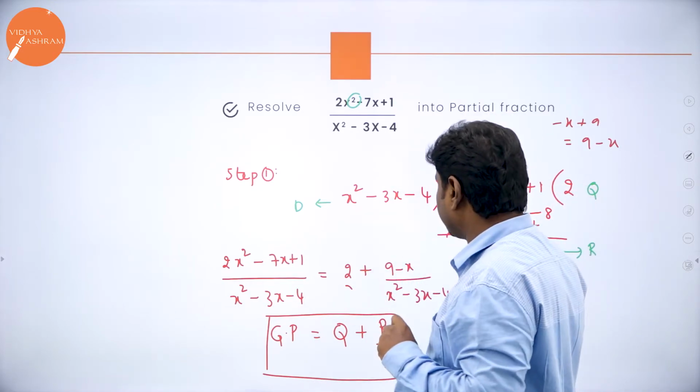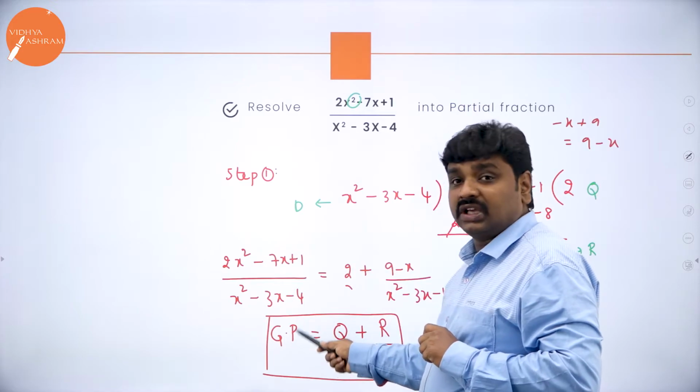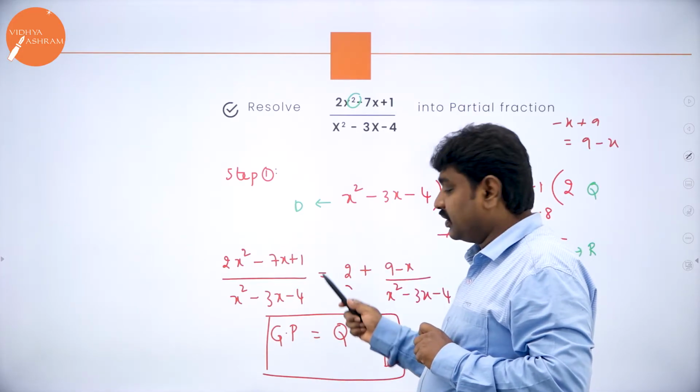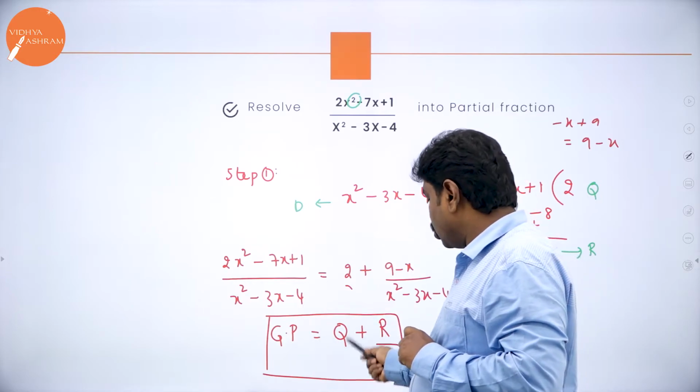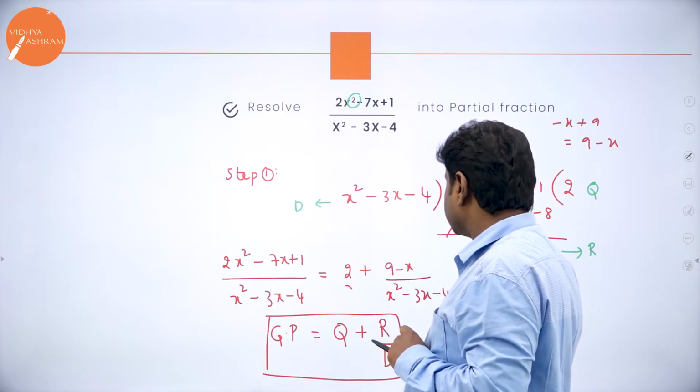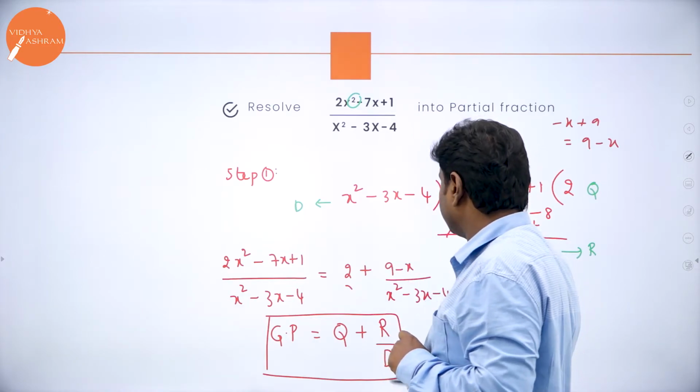Proper. Now this is a proper fraction. And how to rewrite? The given problem can be written as quotient plus remainder by divisor. The given improper fraction can be written as quotient plus remainder by divisor. What is the quotient? 2. Plus what is the remainder? 9 minus x, divided by the divisor.